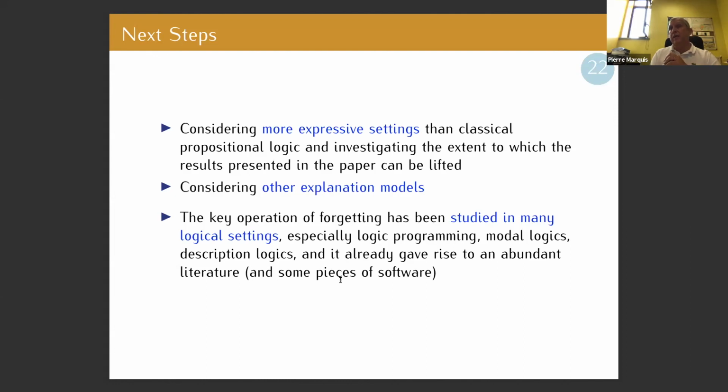And forgetting has been studied and analyzed in many logical settings: logic programming, modal logics, description logics, and so on. We have many papers, we have some pieces of software. So this could be interesting to lift the results here to those logical settings.